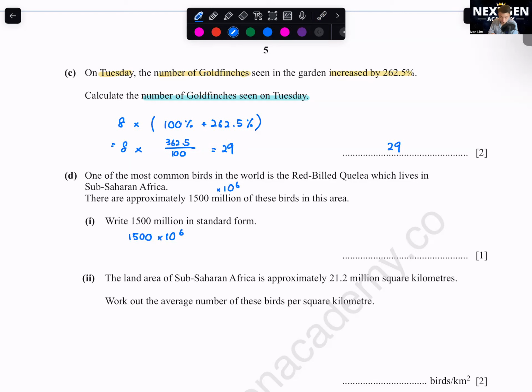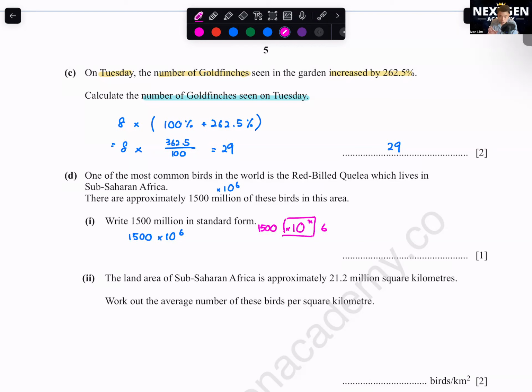If you don't know how to change it, some of the standard form values you can just type in the calculator. I want you all to try: type 1,500, then use this button here, times 10 to the power of x, the button beside the answer button. You press that, then you press 6. Now the calculator gives you that value, right?